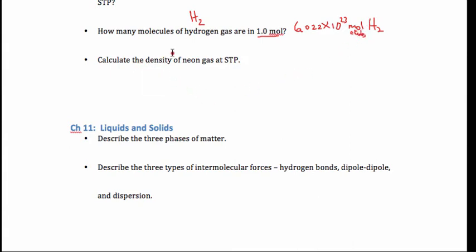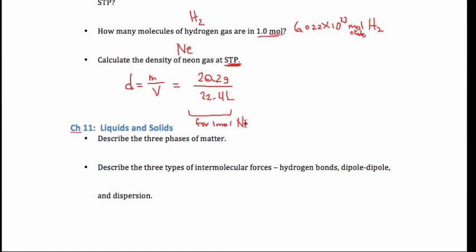Calculate the density of neon gas at STP. Well, density is mass over volume. Okay, at STP, I know the volume. It's 22.4 liters for a mole. Do I know the mass of a mole of neon? I sure do. It's sitting on the periodic table. It's 20.2 grams. Okay, this is for 1 mole.